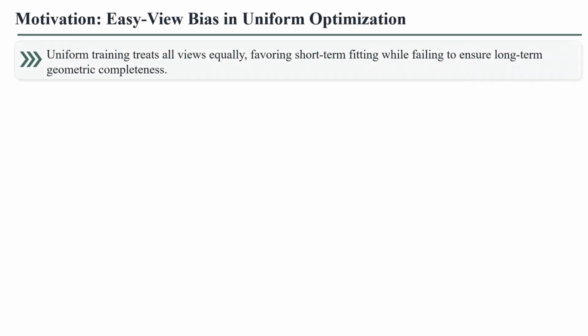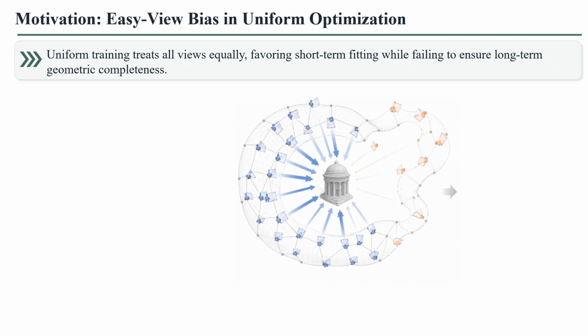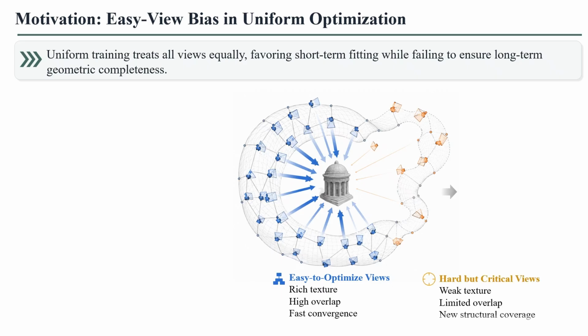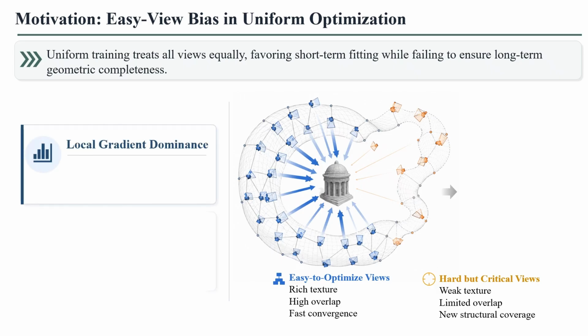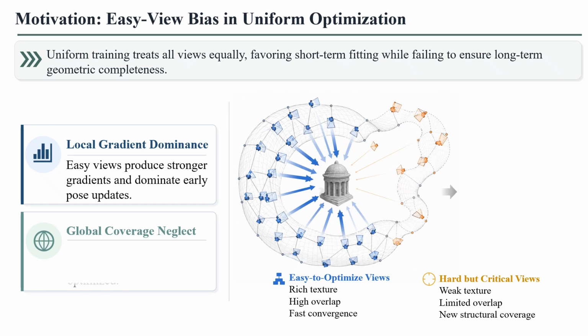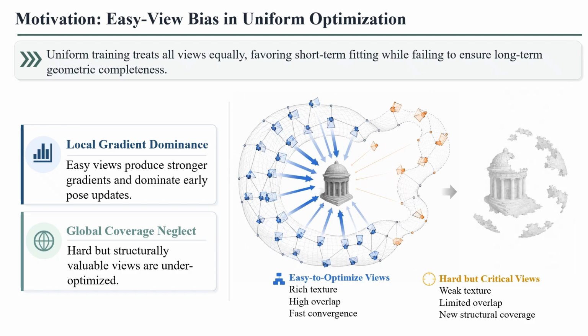We find that most pose-free neural surface reconstruction methods adopt uniform training, treating all views equally despite differences in per-view optimizability. This uniform strategy leads to the easy view bias problem. Specifically, easy views usually have rich textures and strong overlap, allowing them to converge quickly and dominate pose and geometry updates. In contrast, hard views often contain weak texture or limited overlap, so they tend to be under-optimized in the early stages. However, these views can be structurally valuable because they provide new global coverage. This imbalance causes pose drift and incomplete geometry recovery.